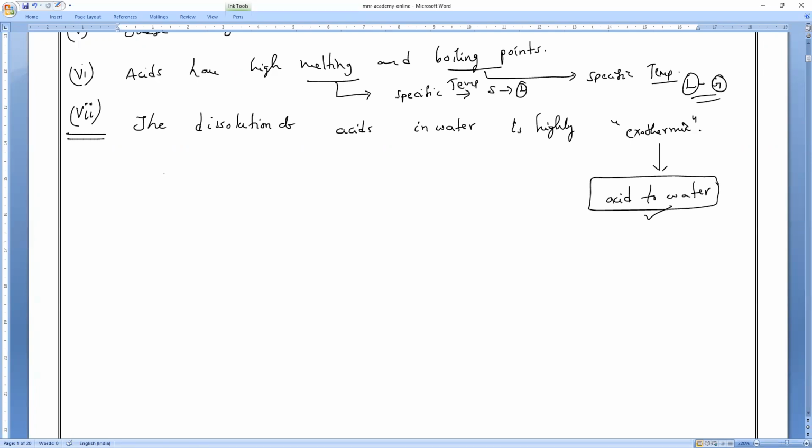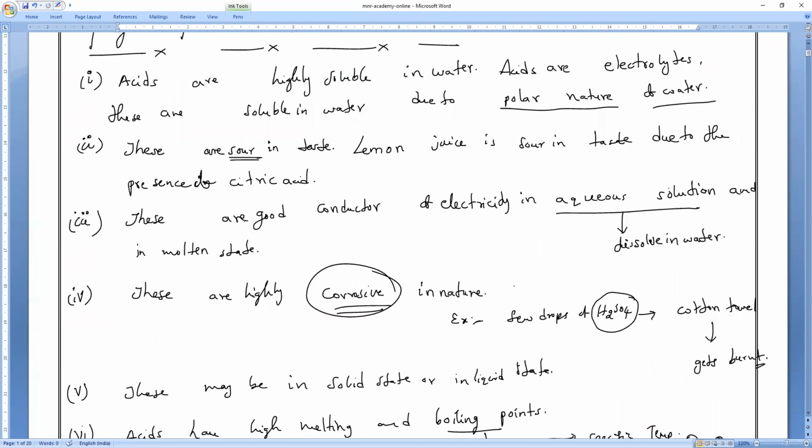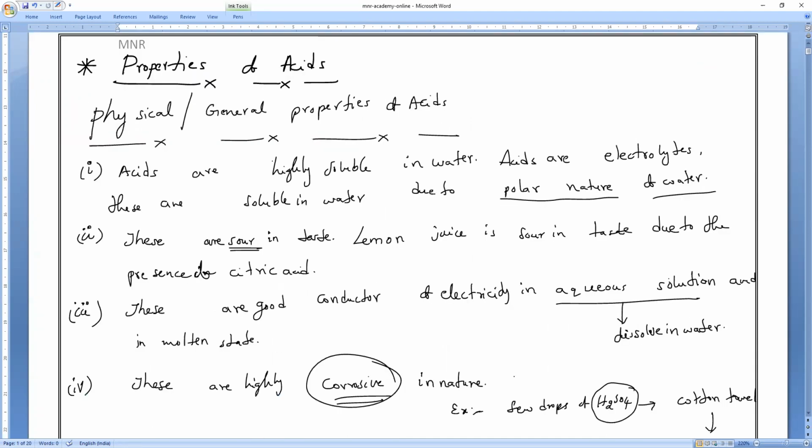What properties are they actually? They are the physical properties, or we can say general properties of acids. If anybody has any doubt, you can ask me, or else you can note down. Please make it quick. Are you clear? Yeah. So please proceed.